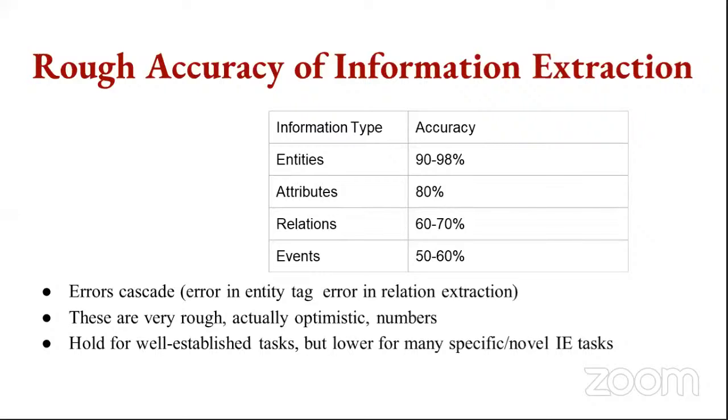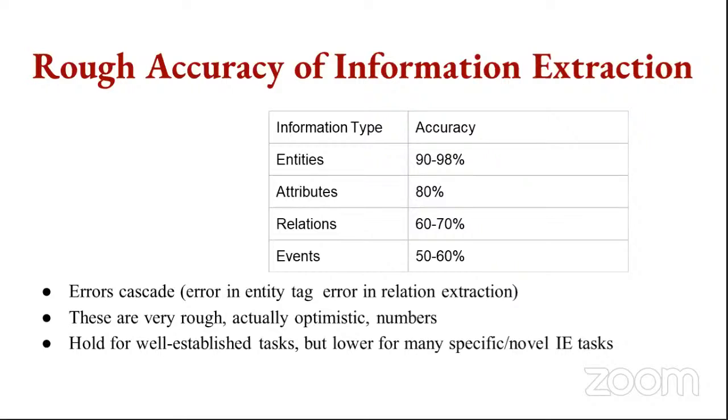So an error in the entity tag will propagate to the relation extraction, because I mentioned to you that for relation extraction, the first task is named entity recognition. So first you have to identify the entities, and only then can you find out the relationships between the entities. So basically there will be some error in the entity recognition, and that will be propagated to the relation extraction module. So this is called the cascading of errors.